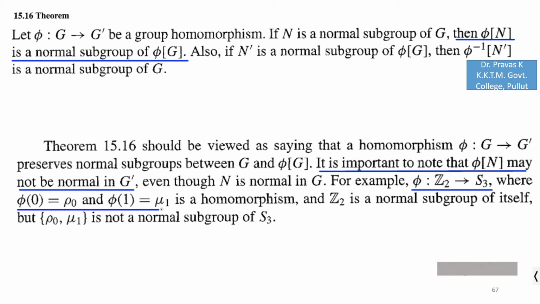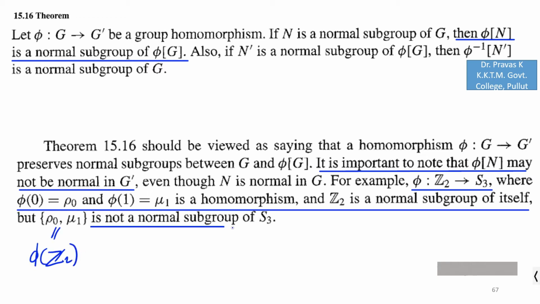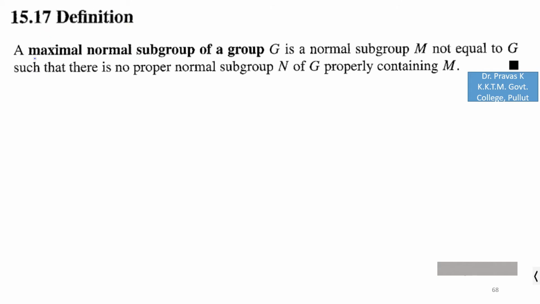Consider phi from Z2 to S3, where phi of 0 is rho naught and phi of 1 is mu 1. And here you can see that phi of Z2 is not a normal subgroup of S3, which plays the role of G dash here. Now let us see a definition.